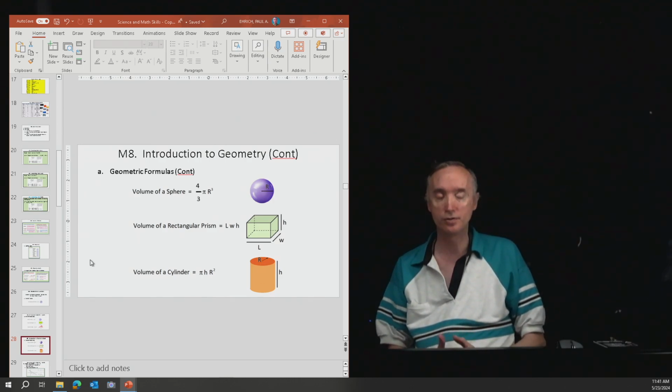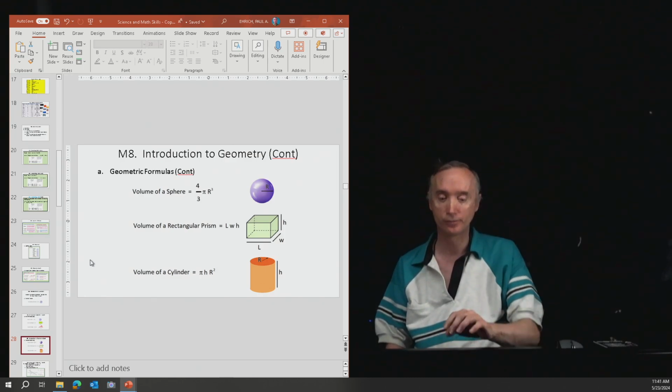Now if you're one of my students, I would give you the formulas on the exam so that you don't need to memorize these. But it would be a good idea to memorize them anyway.